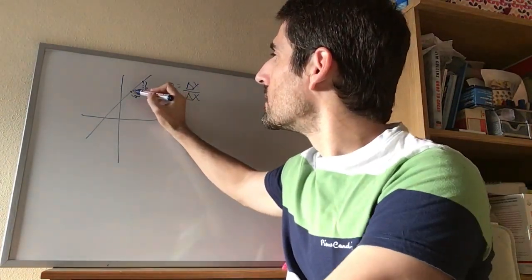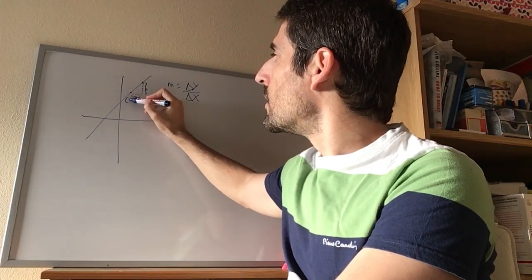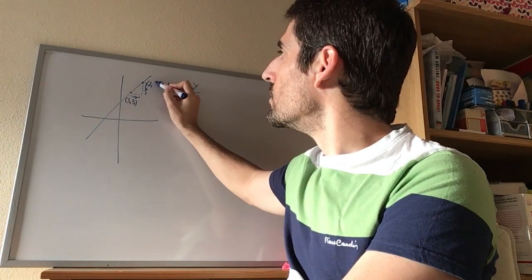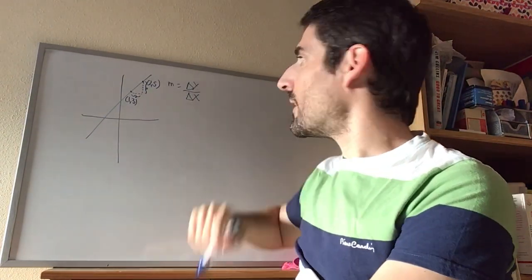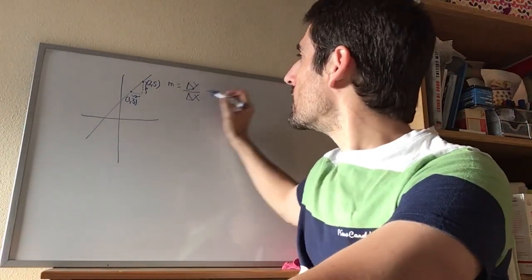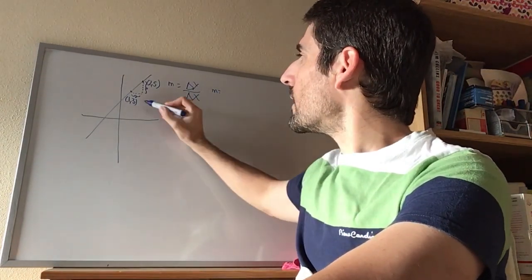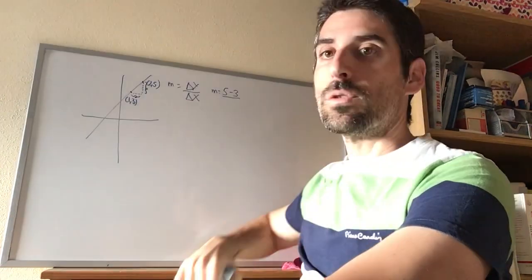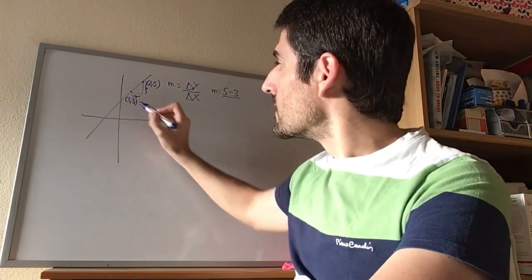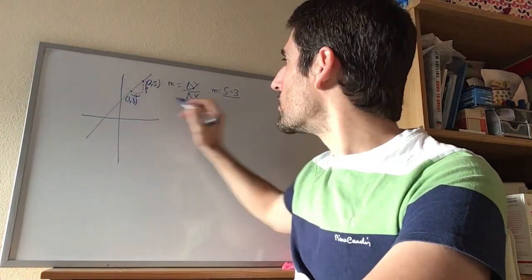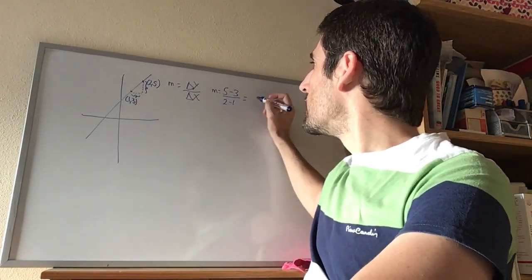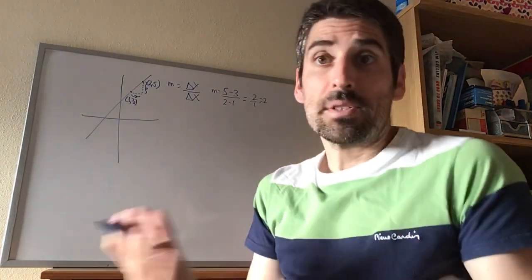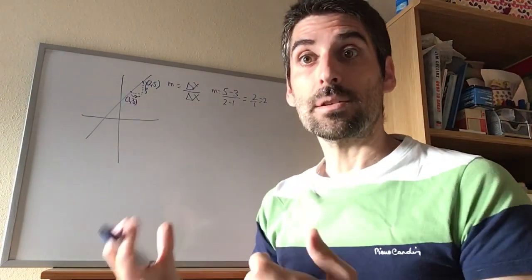Say that point there was 1, 3, and this one here was 2, 5. We can find the gradient: the change in y from 3 to 5 is 5 minus 3, which is 2, divided by the change in x. I'm going from 1 to 2, so it's 2 minus 1, is 2 over 1, which is 2, okay? That was just how we did finding the gradient of a line.